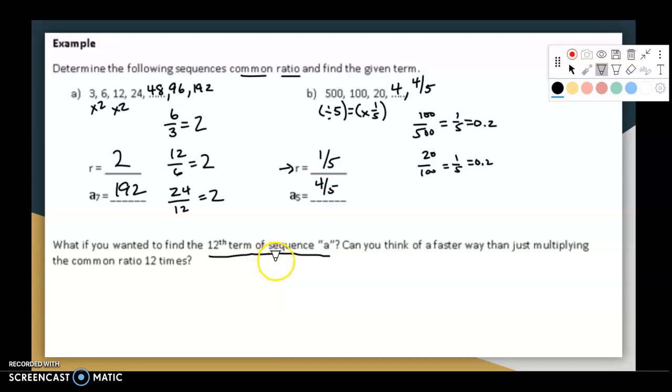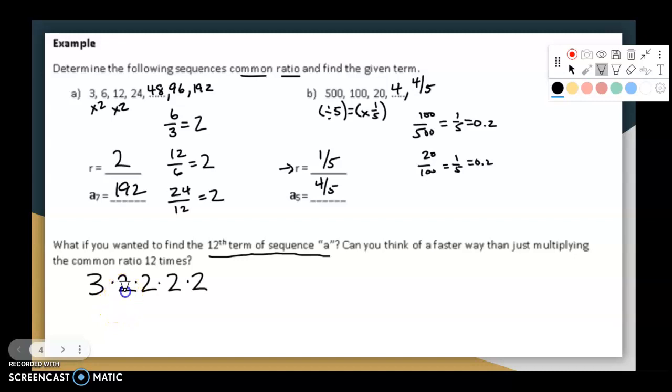Okay, if I wanted the 12th term of a sequence, is there a faster way to do it than just by multiplying the common ratio 12 times? Well, in essence that's what you're doing, right? If you look at letter A, we started with 3, and then to get the next term, we multiplied by 2. That gave me 6. Then we multiplied that by 2. That gave me 12. We multiplied that by 2. That gave me 24. We multiplied that by 2. That gave me 48. Okay, we can go like this forever.